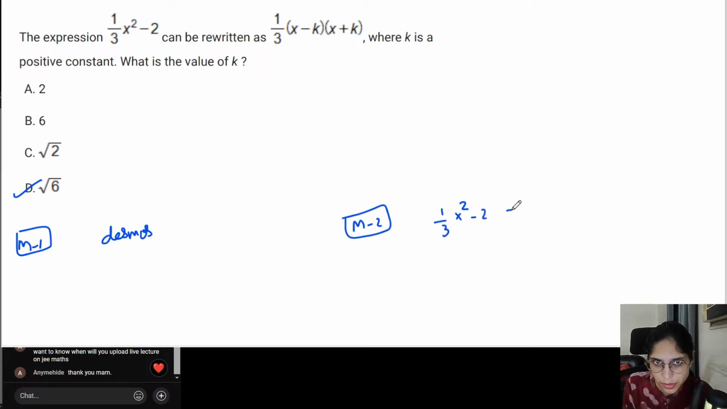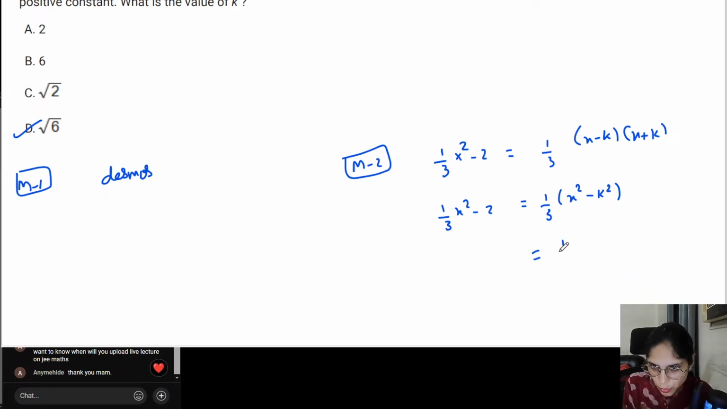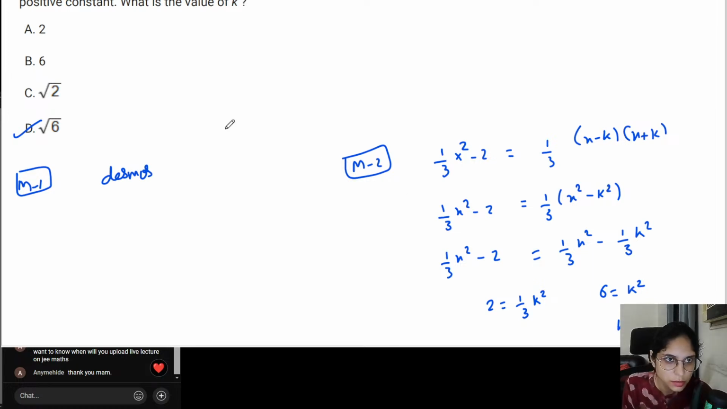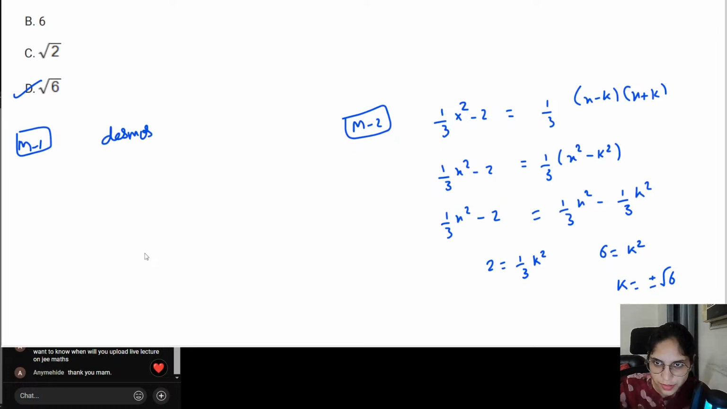One over third x squared minus 2. 1 over third x minus k times x plus k. This is a minus b times a plus b. So this is going to be x squared minus k squared. We want k, so I distribute 1 third x squared minus 1 third k squared. That means 2 is 1 third k squared. Multiply 3 on both sides. 6 is equal to k squared. Take square root. K is going to be plus or minus square root 6. So it's a positive constant. That is why it's square root of 6. Both methods are fine.